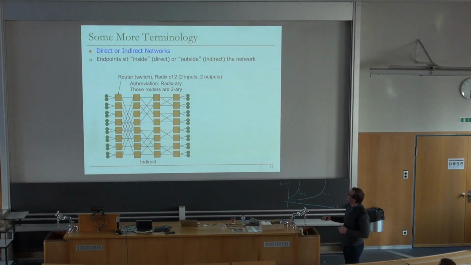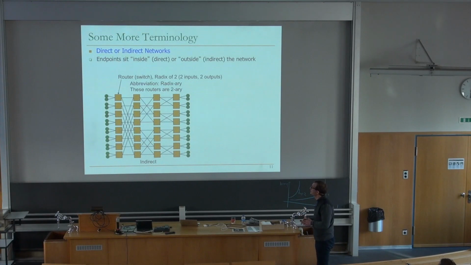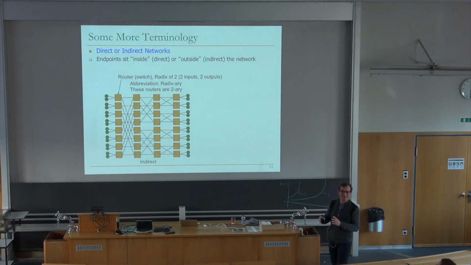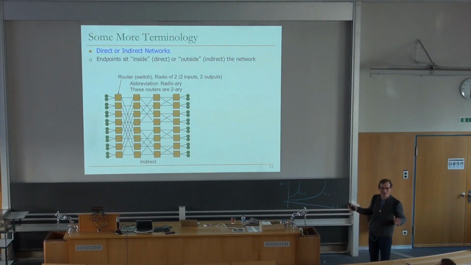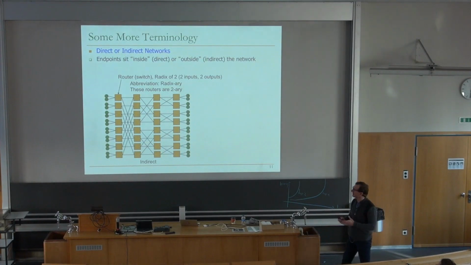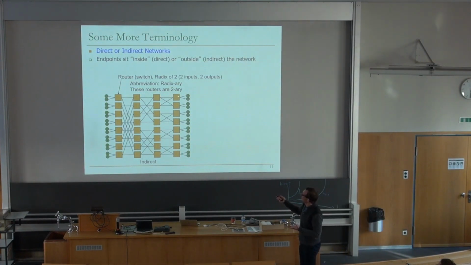As you can see, this router over here, or switch, has a radix of 2, which means that it has 2 inputs and 2 outputs. And usually this is abbreviated as radix array, or 2-array. These routers are essentially 2-array. If you see that term in some interconnection network literature, that's what it means. That's the radix of the router.